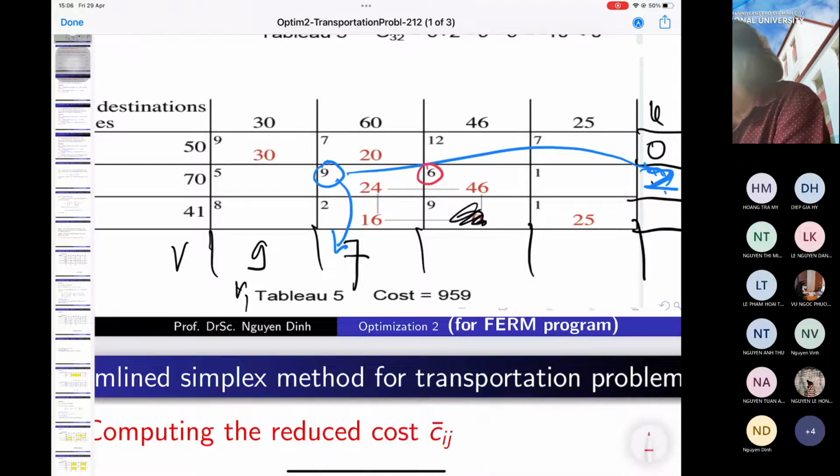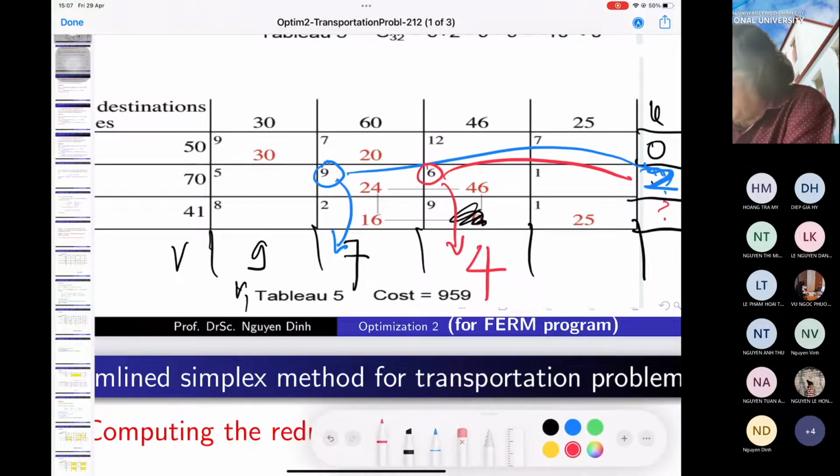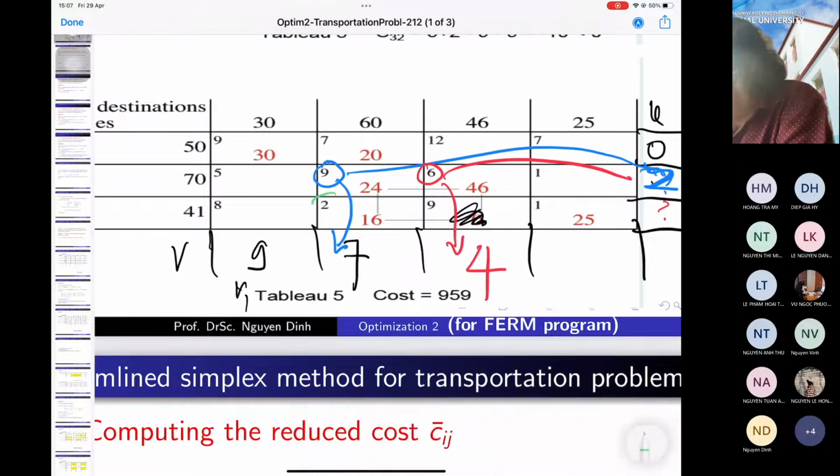Is that okay? But now you take a look at this. 6 equal to 2 and then plus what? This should be 4. Is that okay? And now we need to find out U3. What is U3? For U3, you have to look at this one. This number 2 here equals 7 plus U3. So what is U3?